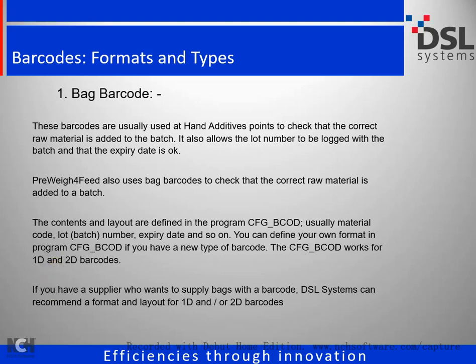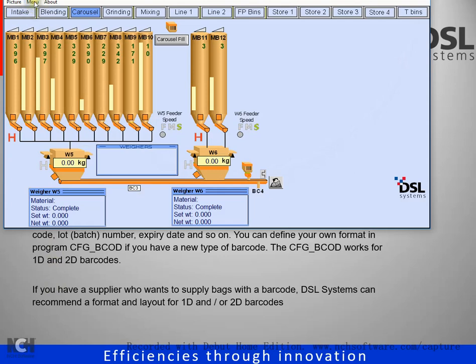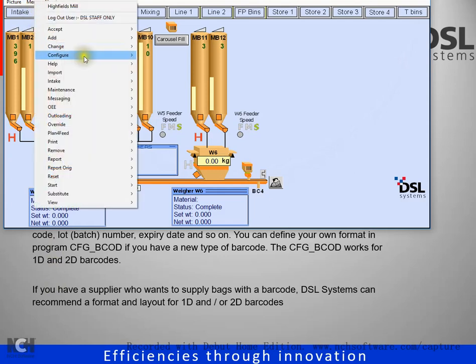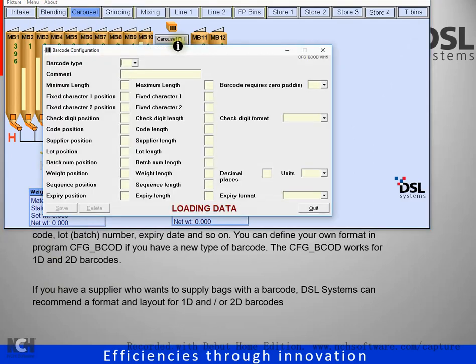So what I'll do is I'll show you this program. If I go to Menu, Configure, Barcode, this is the program here, and on this system they have a number of different types configured. So this happens to be a type with all the information. I'll come on to that in a moment.